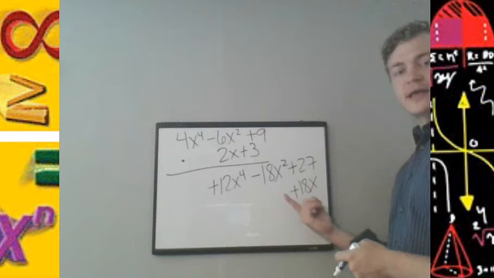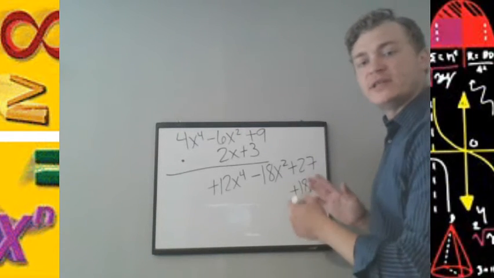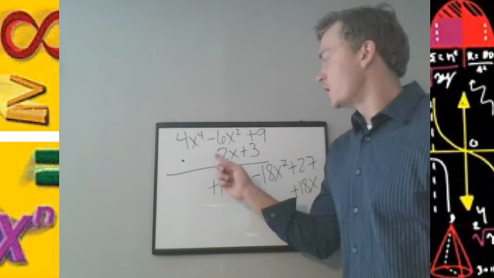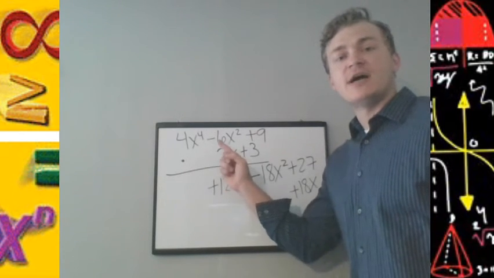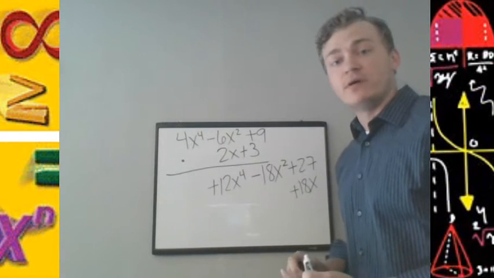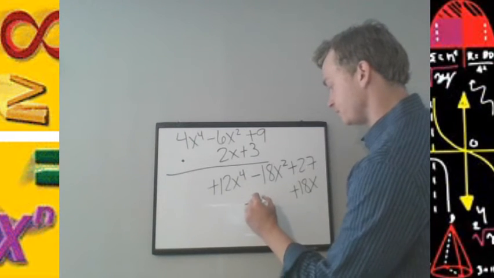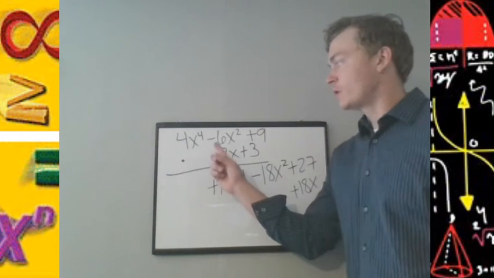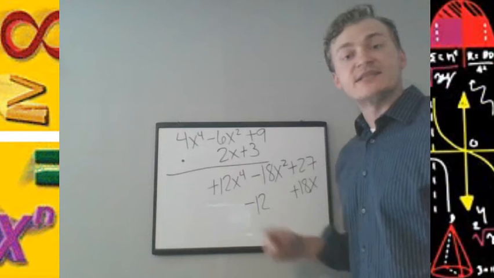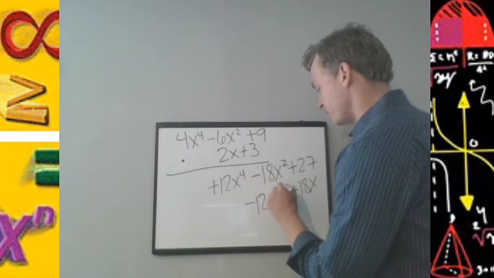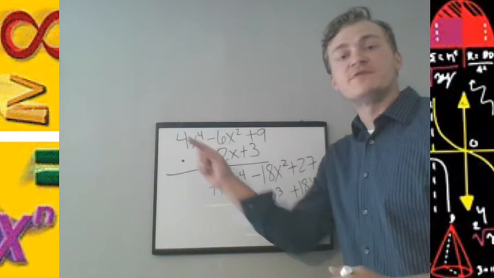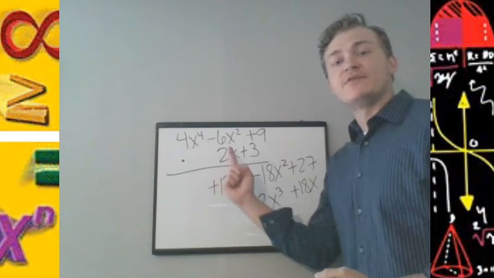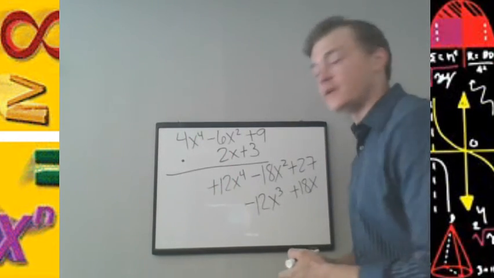I'm running out of space, so I can't really plug this in anywhere, but we'll know at the end we're going to write it in standard form. 2x times negative 6x squared. 2 times negative 6 is negative 12, but x times x squared is x cubed. Lastly, 2x times 4x to the fourth. 2 times 4 is 8, but x to the fourth times x is x to the fifth.